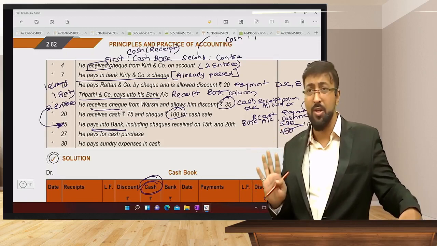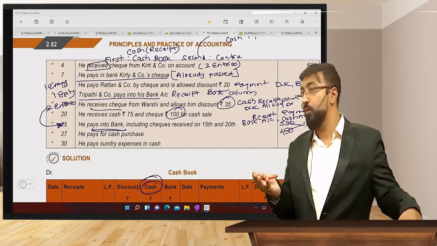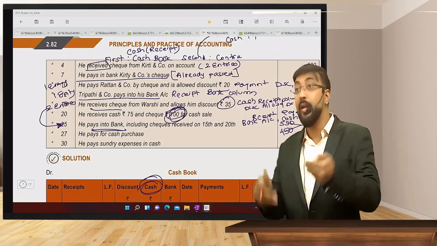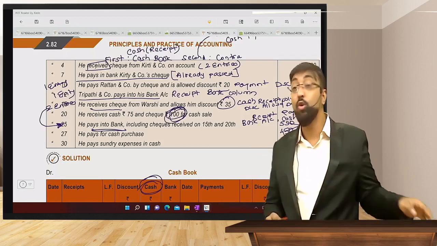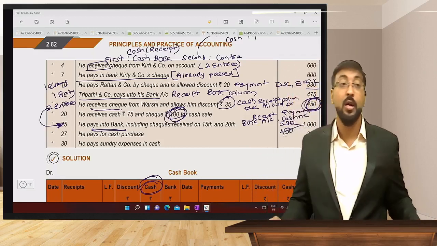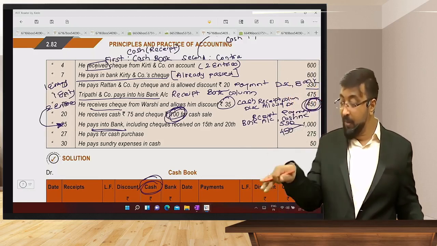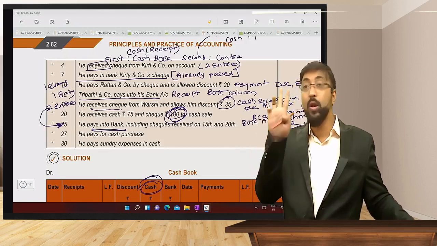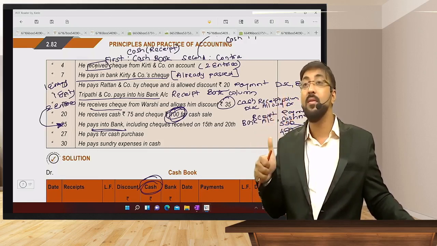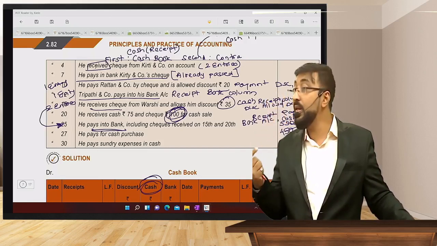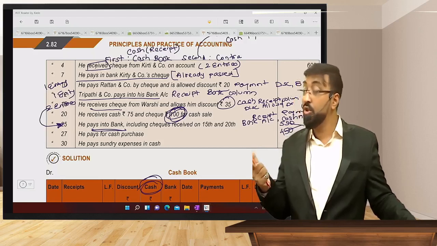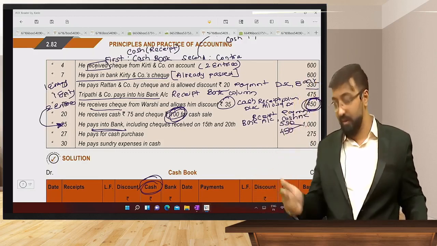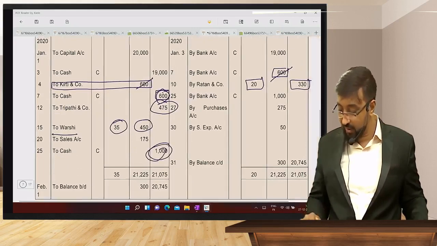Actually, we don't want any bifurcation, but this is just to show you. We received 450 and 100 in check. Now we deposited that check into the bank. Where did we deposit it? Into the bank. Do you understand? Very good. So 450 plus 100, 550 we deposited into the bank, and the remaining is cash which is deposited. So there are two deposits in the bank: one is check and the second one is cash. Understood? So check deposited and cash deposited, though the entry is the same: bank debit, cash credit. You can check here.